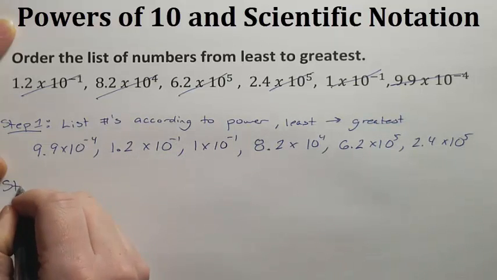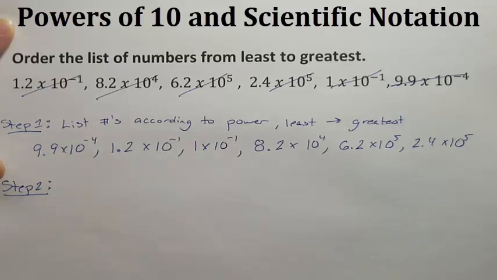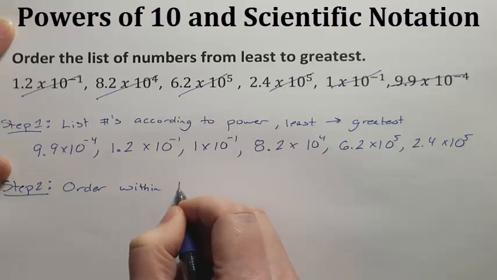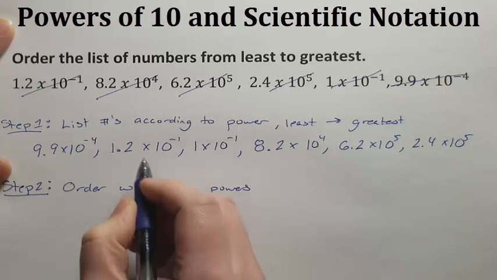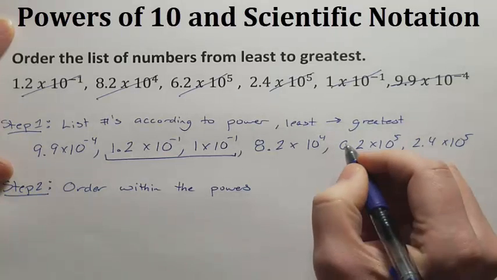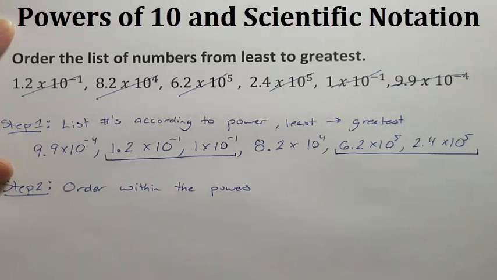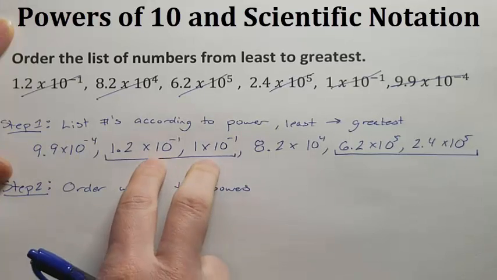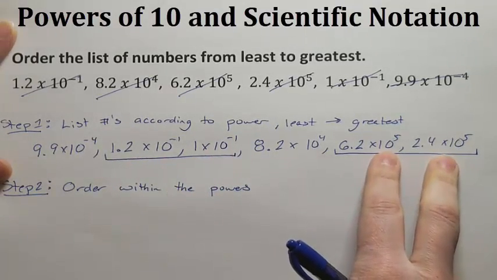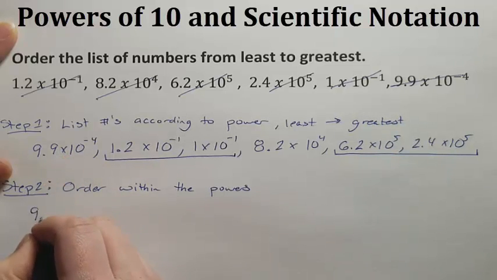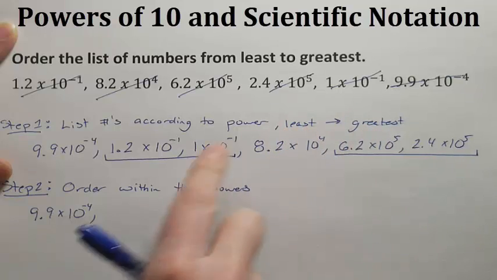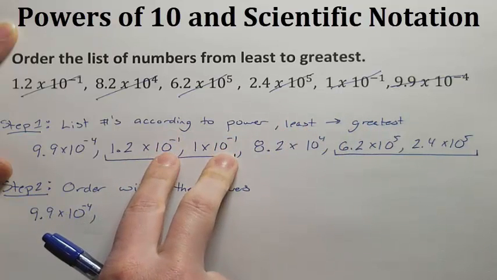Now that we have them listed by exponents, step number 2 is to order within the powers. What we mean by that is you will notice there are 2 that have an exponent of negative 1, and there are 2 with an exponent of negative 5. You need to make sure that these are written in the correct order. He was already there, so he's going to stay. Now between these 2, we need to go from smallest to biggest. Between these 2, we already compared their exponents.